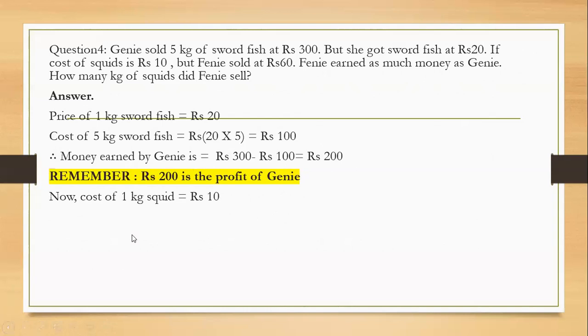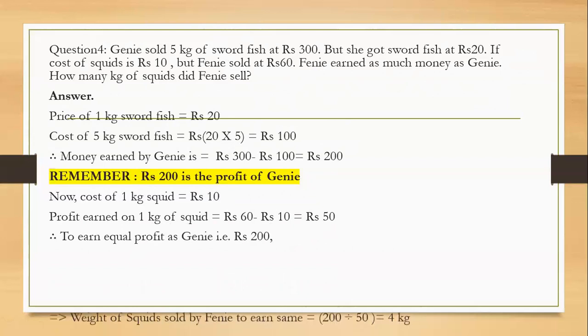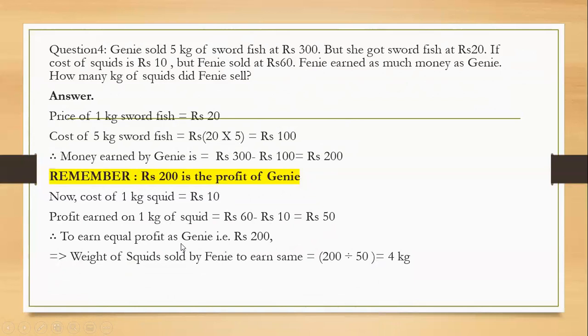So the cost of 1 kg squid is rupees 10. This is the actual price. But this fisherwoman, she sold at rupees 60. So Fanny also earned some profit. Profit earned on 1 kg of squid is rupees 60 minus rupees 10, that is rupees 50. Fanny earned as much money as Ginny, that is rupees 200, because it is given in the question.